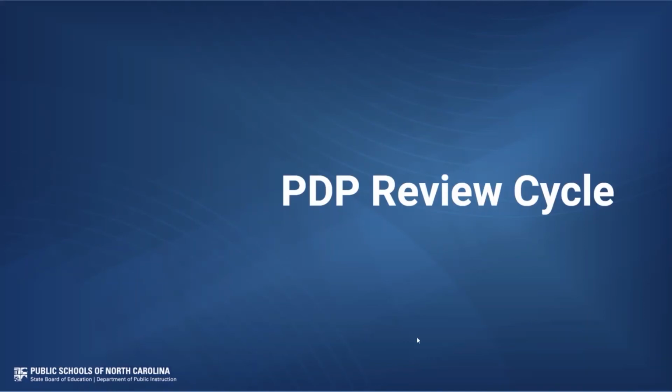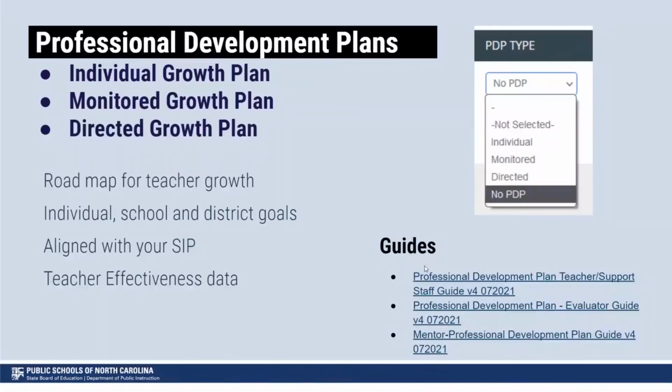Let's look at the PDP review cycle. Again, you have the three PDP plans: individual growth plan, monitored growth plan, directed growth plan. If at this point in the year you are deciding that somebody on an individual growth plan now needs to be on a monitored plan, you just navigate to My Staff and change the plan type. It doesn't do anything to the plan other than it now knows that it's monitored or directed, and it will show up on reports as monitored or directed.